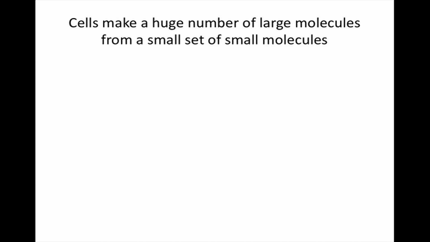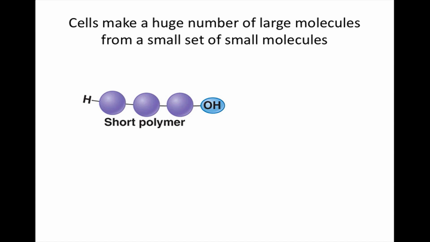Cells make a huge number of large molecules from a small set of small molecules. This short polymer has three monomers and will continue to grow by adding specific monomers, so that the growing polymer becomes an important and specific molecule in the cell's body.